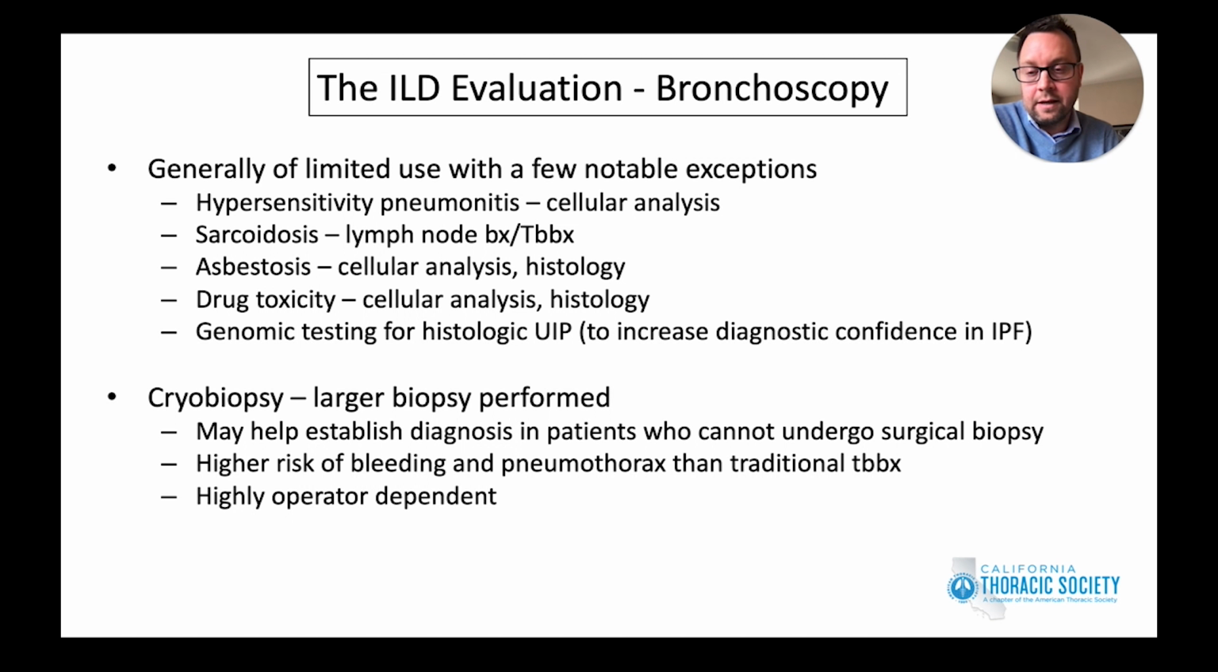Sarcoidosis, of course, is one for whom bronchoscopy is performed regularly. This can include lymph node biopsy as well as transbronchial biopsy. Asbestosis can be helped with bronchoscopy in that you can do a cellular analysis as well as histology and see the classic asbestosis fibers. Drug toxicity can be helpful. You can see particular patterns, including amiodarone toxicity and others. And then now, more recently, we have this genomic testing for histologic UIP, which can actually increase your diagnostic confidence in IPF.